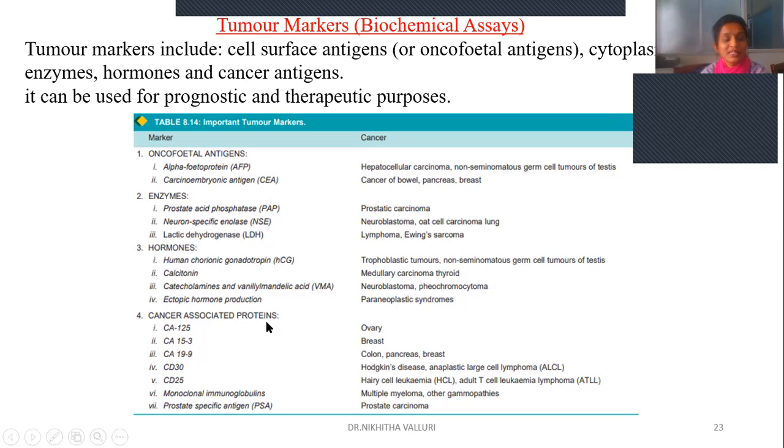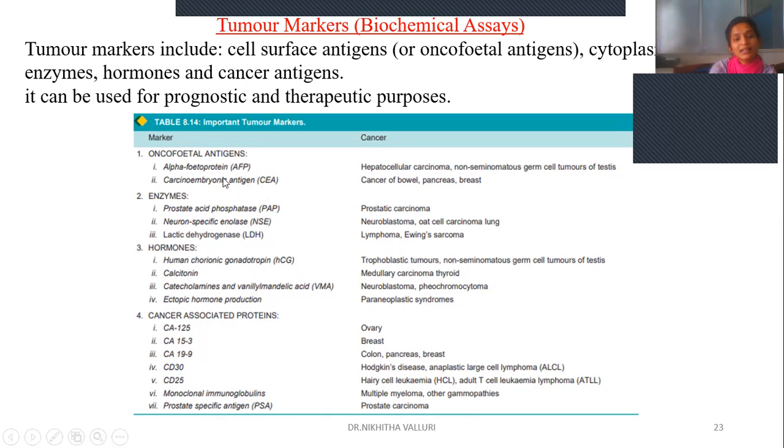And cancer associated proteins like CA125 for ovary, CA15-3 for breast, CA19-9 for colon and pancreas, CD30 for Hodgkin's disease or anaplastic large cell lymphoma, CD25 for hairy cell leukemia and adult T cell leukemia lymphoma, monoclonal immunoglobulins for multiple myeloma or other gammopathies, and prostate specific antigen for prostate carcinoma. These are the cancer associated proteins. These are the hormones which, when elevated, identify these kinds of cancers, and enzymes. If these enzymes are elevated, it indicates the presence of this kind of cancer.